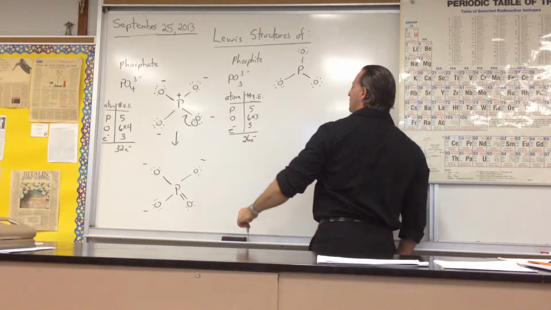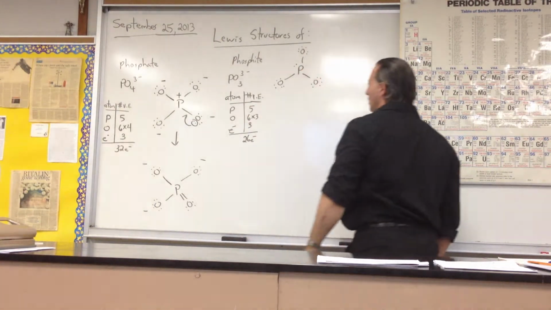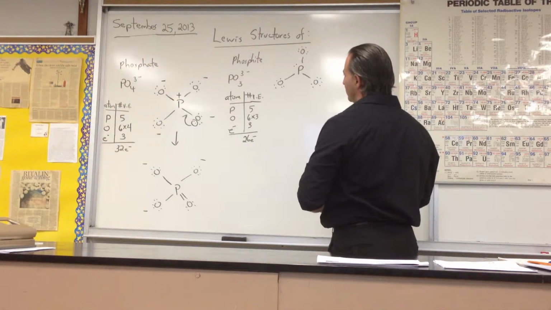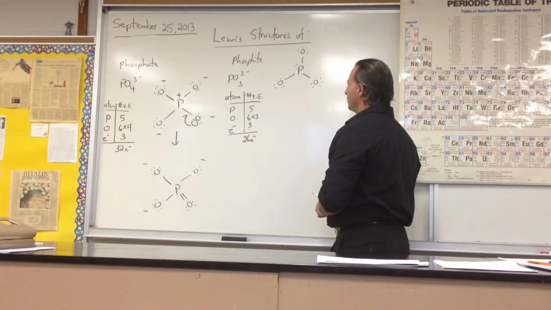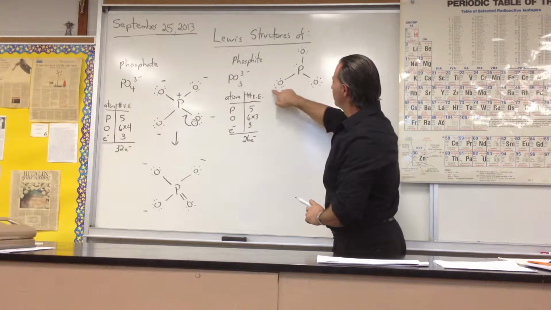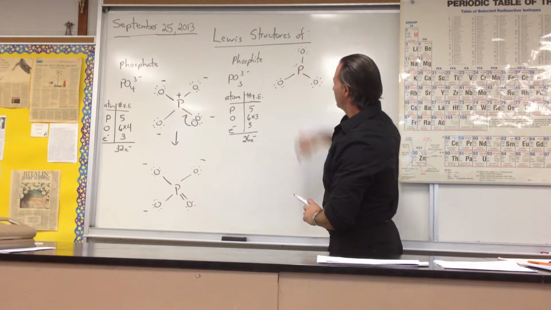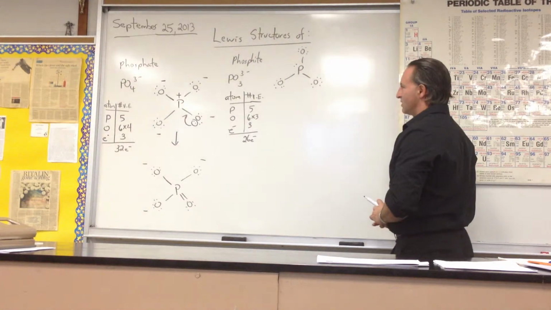That uses up the 18. The last 2 I'm going to put on the central atom. When we look at the octet, every one of these atoms has a fulfilled octet. 2, 4, 6, 8, 2, 4, 6, 8, 2, 4, 6, 8, and for the phosphorus atom, 2, 4, 6, 8. All of them have fulfilled octets, so that's a good sign.